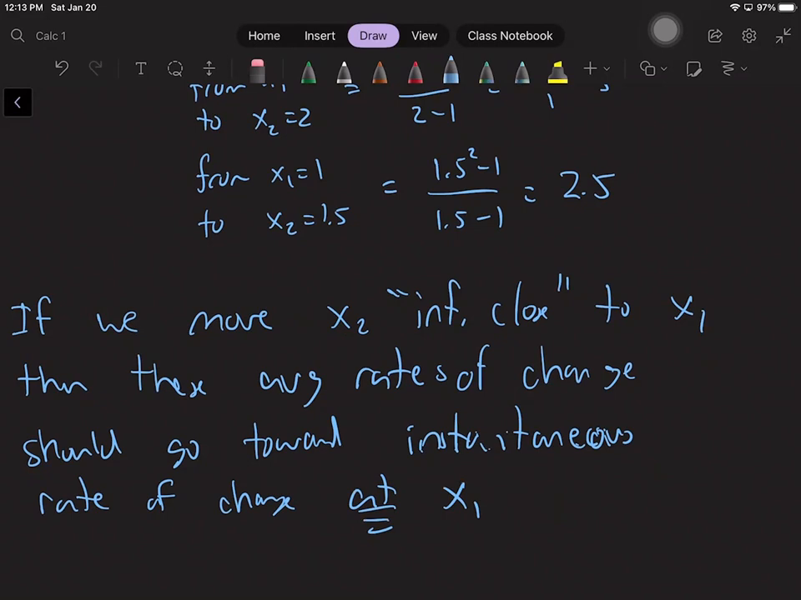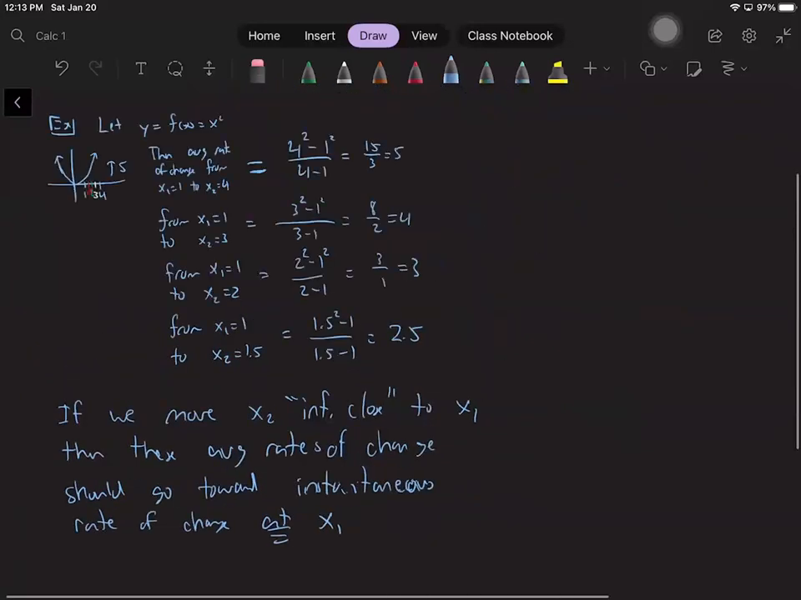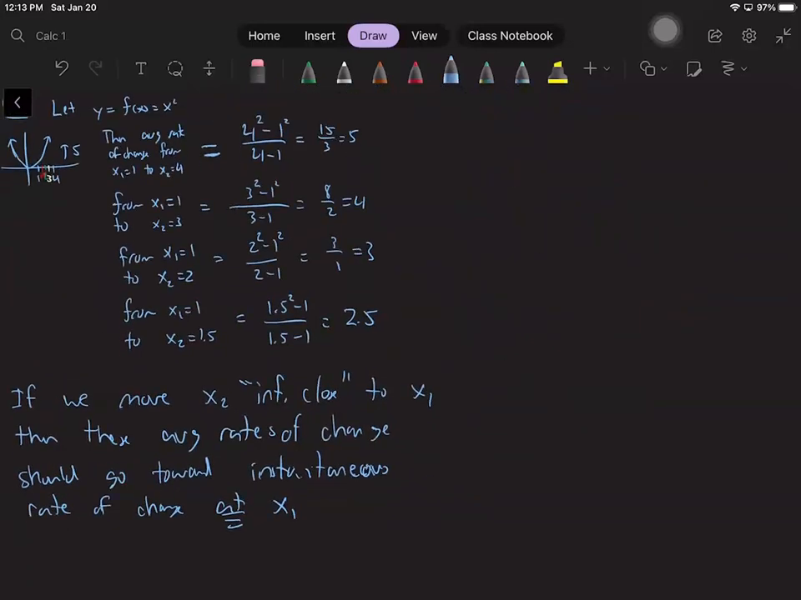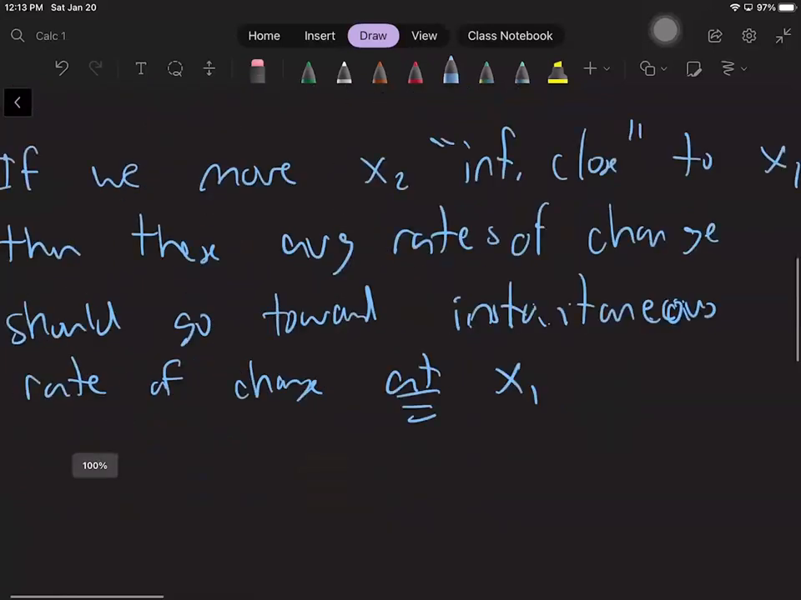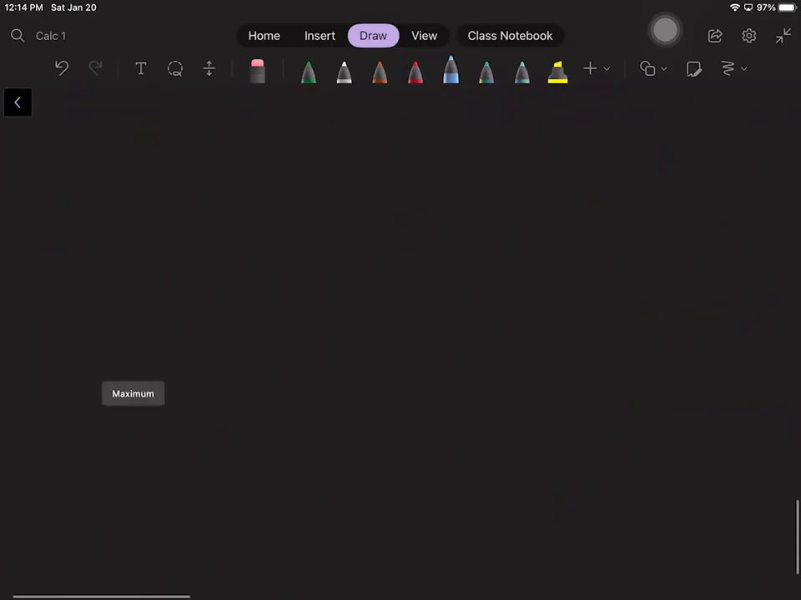So like calculating the exact speed that your car is going at one moment in time instead of averaging from the beginning of your trip to the end of your trip. Okay, so that's why we got to learn about limits. That's what limits will help us do, figure out how to find instantaneous rate of change at a specific number instead of from one number to another. All right, so we're going to learn about limits.